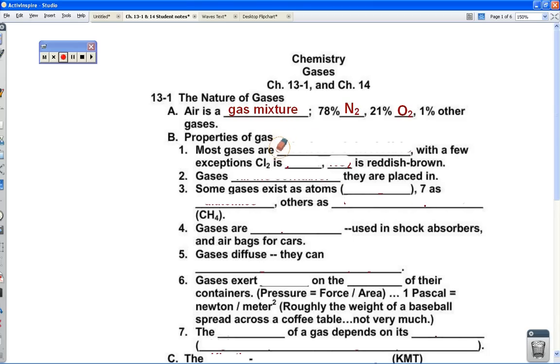Okay, most gases are colorless and invisible, with a few exceptions. Cl2 tends to be yellow. This is why mustard gas was called mustard gas, because it was primarily chlorine gas and had this yellow tint to it. And so in the bottom of the trenches in World War I, if there was yellow in the bottom, you didn't go in there. Bad idea. Okay. Nitrogen dioxide is reddish-brown.